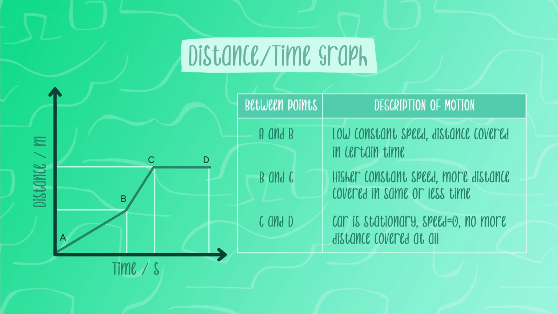Now let's move to the points C and D. We have a flat horizontal line. Although between points C and D you can see that the x value, that is the time, increases, there is no increase in y value, which means the car is not covering any distance over a period of time, which indicates that speed equals 0. The car is stationary, the car has come to a stop. This last section of the graph is quite easy to understand. Distance is 0, and since 0 divided by any amount of time is 0, speed is 0.